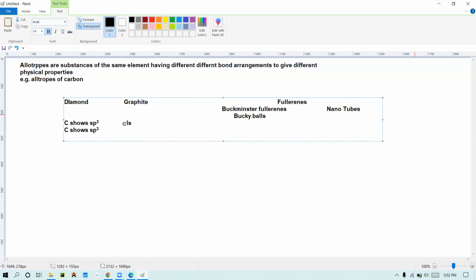Here also carbon shows hybridization, but this is not sp3, it is sp2. Graphite has carbon atoms bonded to 3 other carbon atoms. They show sp2 hybridization. And in Buckminster fullerenes, sp2 hybridization. And then in nanotubes, again, carbon shows sp2 hybridization.